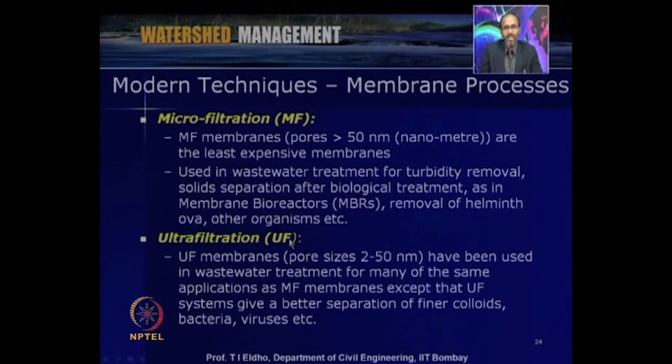The second one is so-called ultrafiltration. In ultrafiltration membranes, the pore size varies from 2 to 50 nanometers. They have been used in wastewater treatment for many of the same applications as microfilter membranes, except that ultrafiltration systems give a better separation of finer colloids, bacteria, viruses, etc. So, when the wastewater is passed through the ultrafiltration system, other than the colloids and sediments, we can also remove bacteria and viruses from the wastewater. The water available from ultrafiltration will be much better than that from microfiltration.